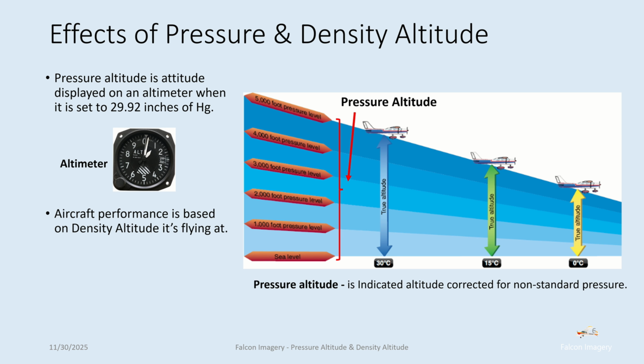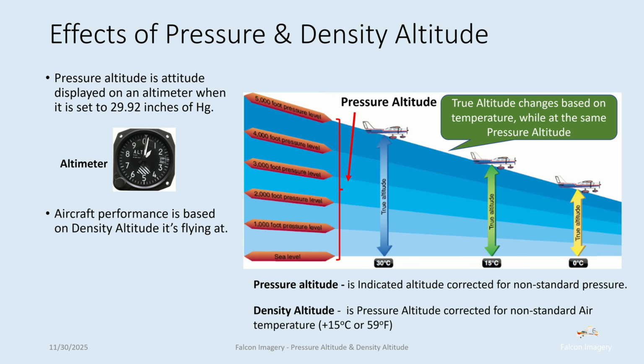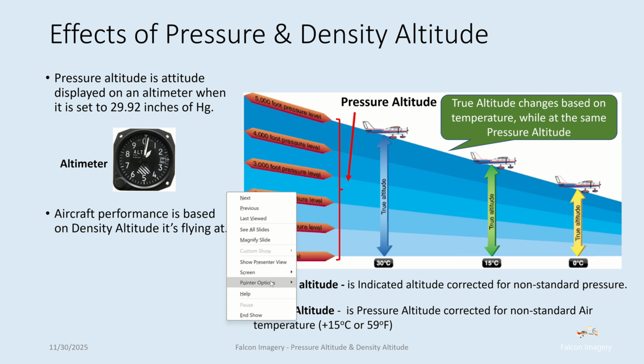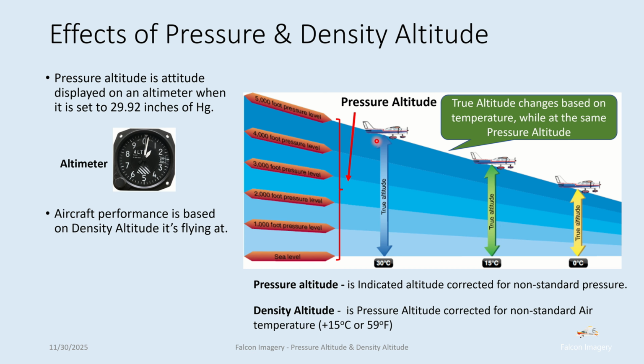So again, pressure altitude is indicated altitude corrected for non-standard pressure. And the density altitude is the pressure altitude corrected for non-standard air temperature. If you notice in this figure here, we could have 29.92 inches set into the Kollsman window and be flying at 5,000 feet pressure altitude, but our true altitude above the Earth will depend on what the temperature is. And so the density altitude is, again, the pressure altitude corrected for the temperature that we're flying through at that point.